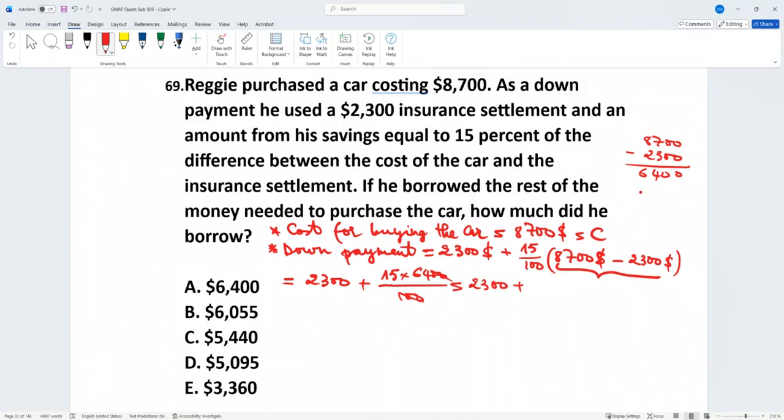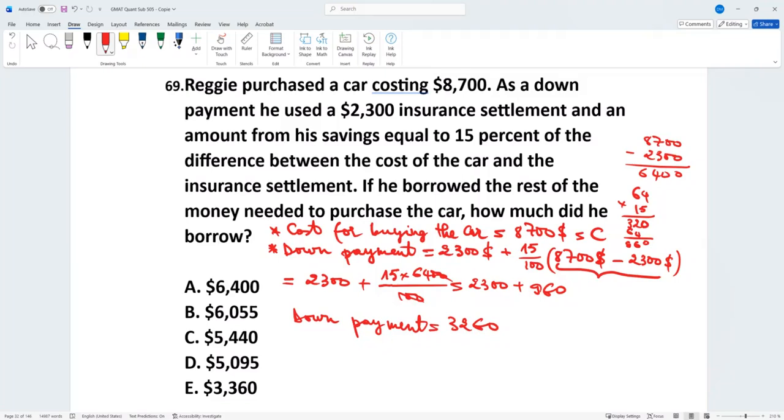And 64 times 15 is actually going to give us 960. Okay, so now the down payment will be equal to 3,260. So now the question is, if he borrowed the rest of the money needed to purchase the car, how much did he borrow?